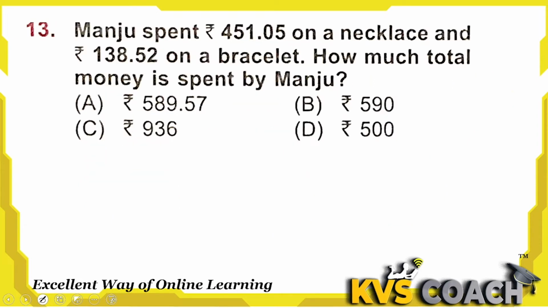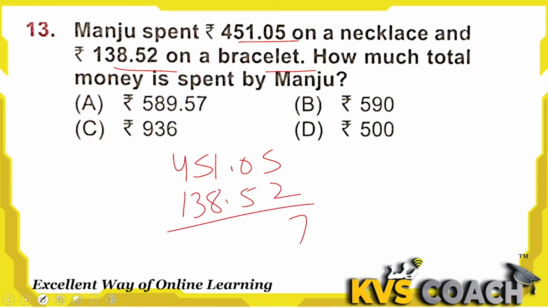Next is, Manju spent this on a necklace and this on a bracelet. How much total money did she spend? So 451.05, 138.52. Adding these gives 589.57. A is the right answer here.